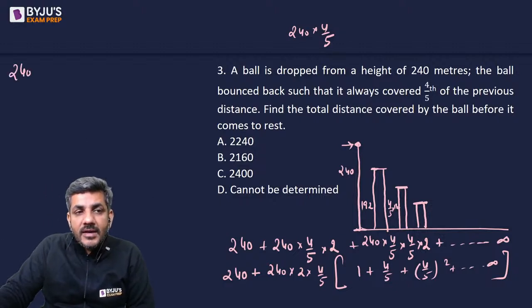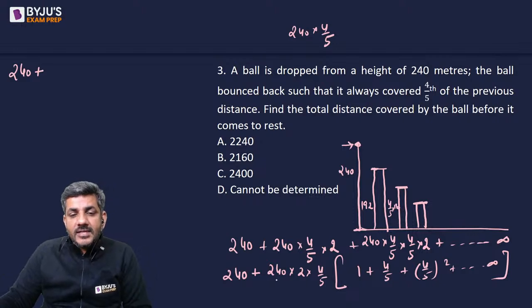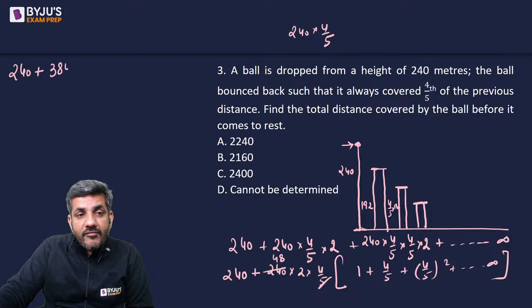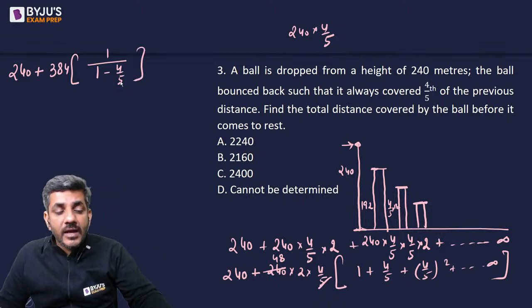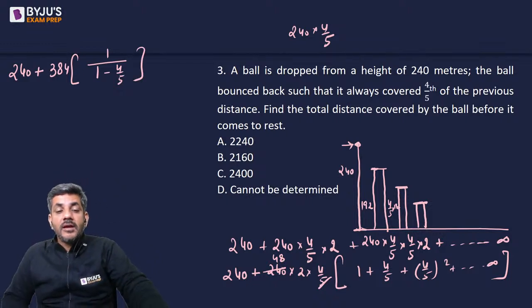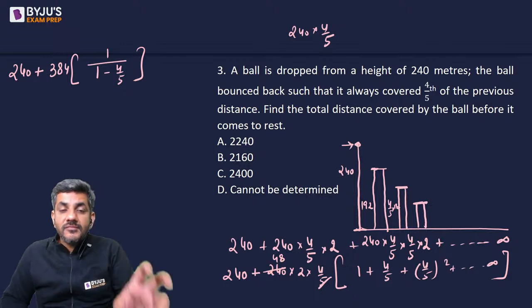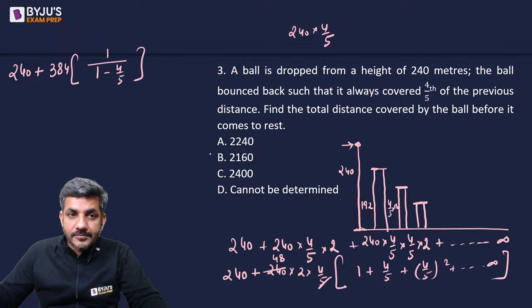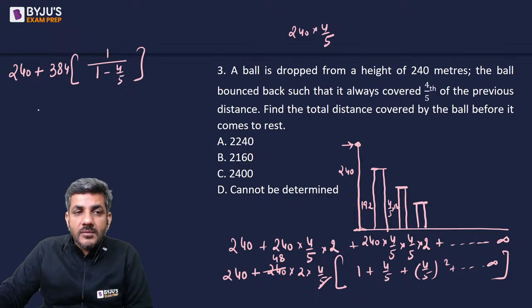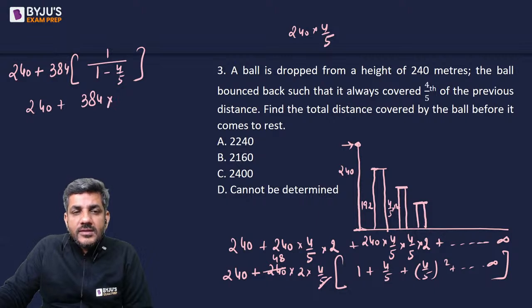So finally, what am I getting? 240 plus 240 by 5 cancels out to 48. 48 into 2 is 96, and 96 into 4 is 384. Inside I have a upon 1 minus r. I'm sure you all know the sum of an infinite GP series is given by a upon 1 minus r. A is the first term, r is the common ratio. So it is 384 into 1 upon 1 minus 4/5. So 240 plus 384 into, this will become 1/5.